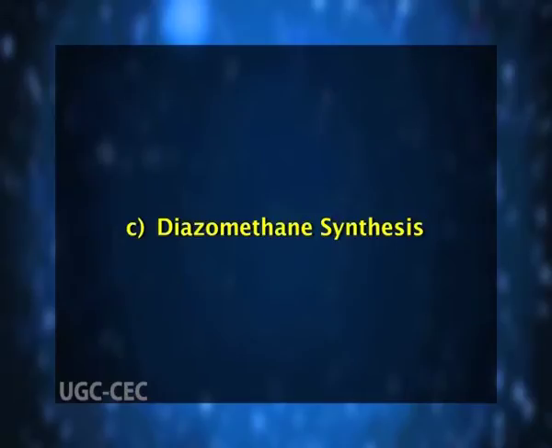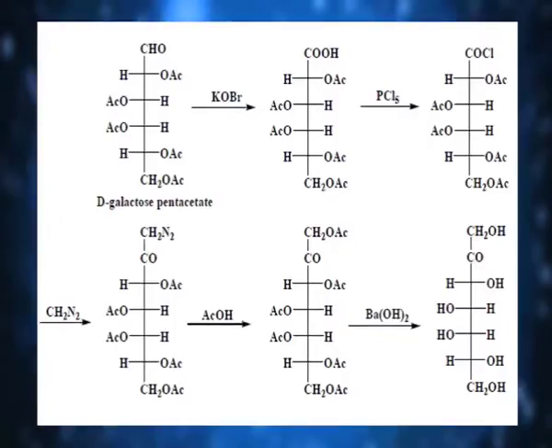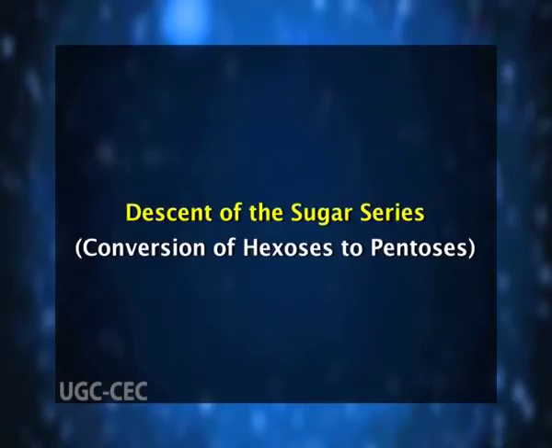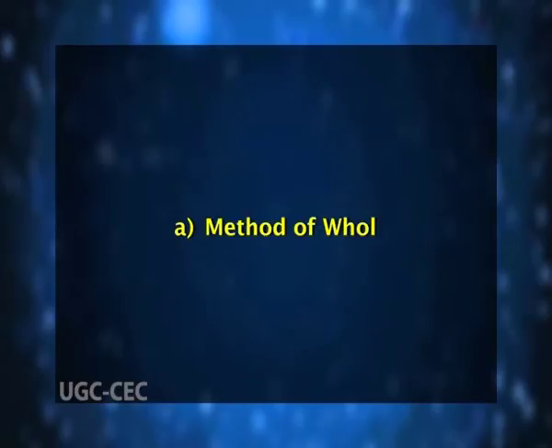Third one is the diazomethane synthesis. The action of diazomethane on an acid chloride to give a diazomethyl ketone has been employed in ascent of the sugar series. Now the last objective of our topic, that is descent of the sugar series, that is conversion of hexoses to pentoses. First is the method of Hall.